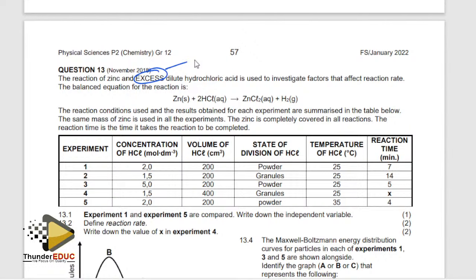Guys, whenever you see the word excess, it will never be a limiting reagent. A limiting reagent is that reagent which finishes first before the other one completes. For example, you have a car, the car is fine, you are going to a specific area, and the fuel is finished. So the fuel becomes a limiting reagent. If the fuel is there and the car can't move because it's broken down, then automatically the car becomes a limiting reagent. So a limiting reagent is that factor which finishes first before the other reagents have finished, and then it causes the reaction to stop.